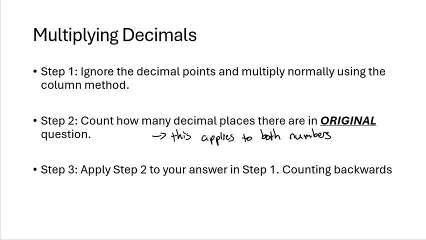Now we're going to learn how to multiply decimals just regularly, okay? So step 1 is ignore the decimal points and multiply normally using the column method. That's just the method that I showed you. Step 2, count how many decimal places there are in the original question. And this applies to both numbers. And then step 3 is apply step 2 to your answer, counting backwards, okay?